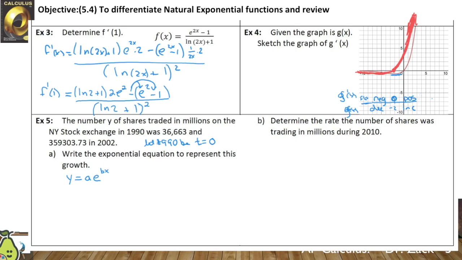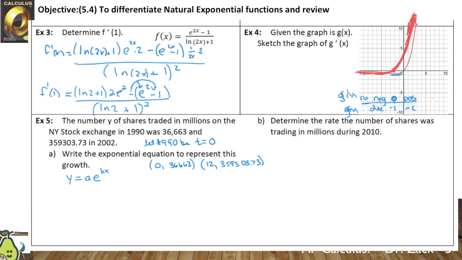So if I now have 2 points, I have 0, 36,663. I'm not going to put that extra comma in there. It'll be too confusing. And in 2002, okay, that would be 12 years later. I'm going to use a 12. And then 359,303.73. Unfortunately, it's real data, which makes it ugly.